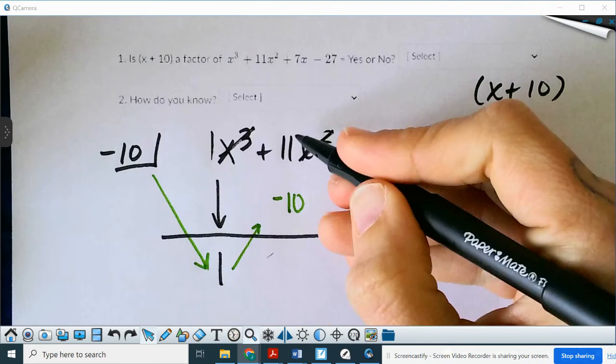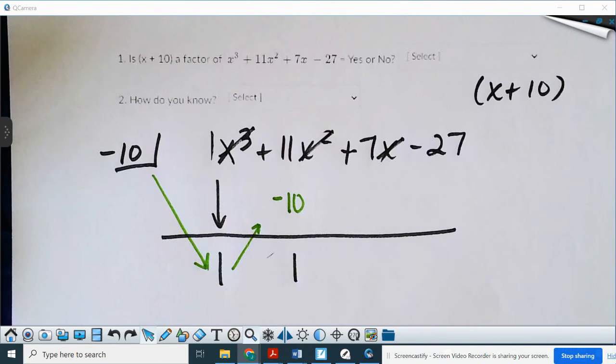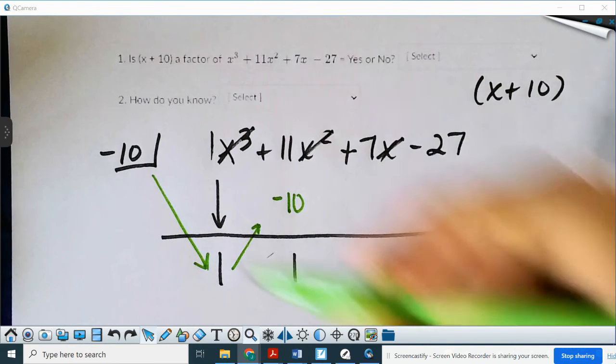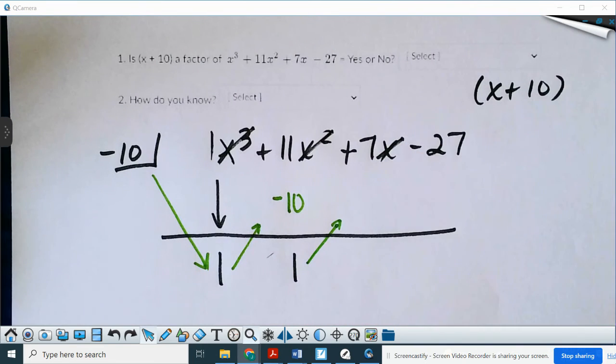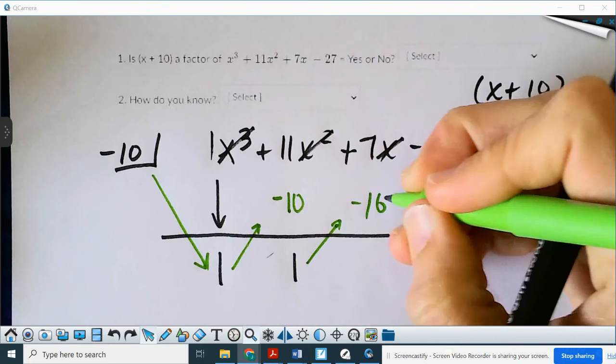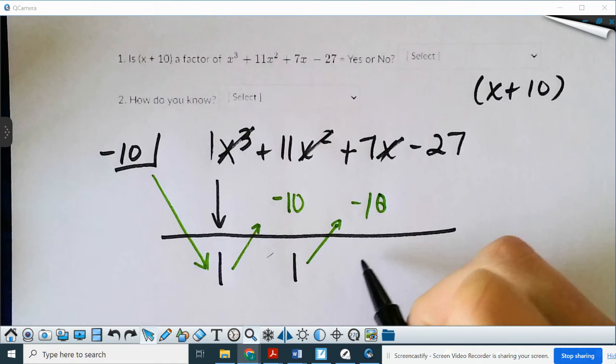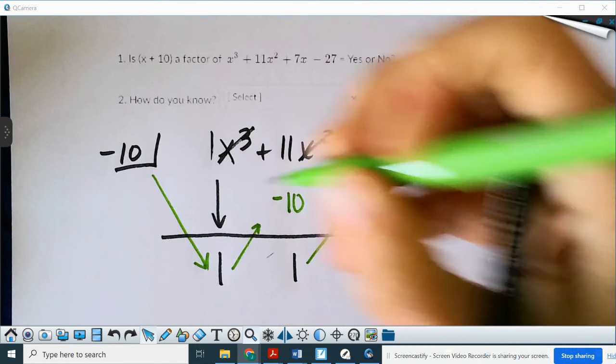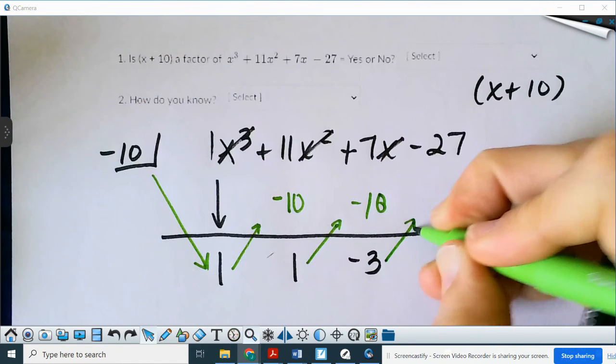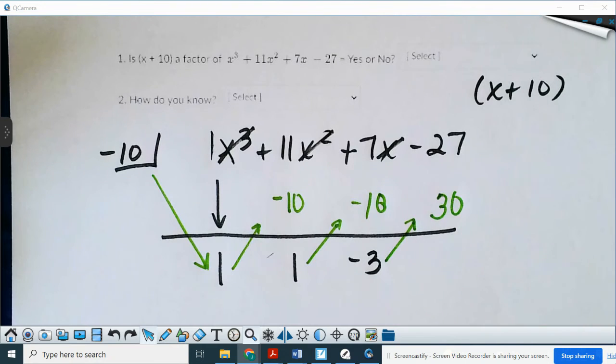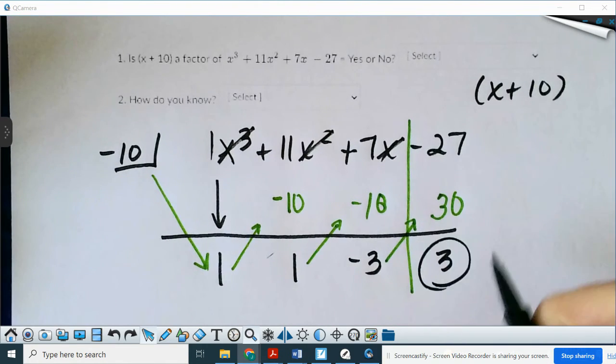So work straight down. We have another 1. We add when we go down. So negative 10 times 1 is another negative 10. So 7 plus a negative 10 is going to be a negative 3. Negative 10 times a negative 3 gives me a positive 30. When I add straight down, that gives me a positive 3. This is a remainder.